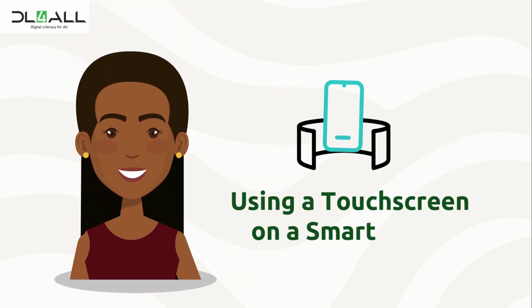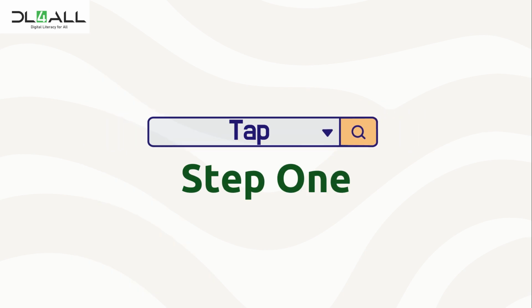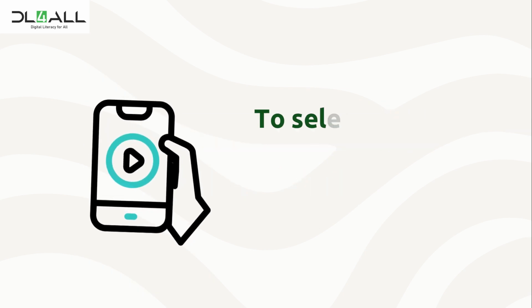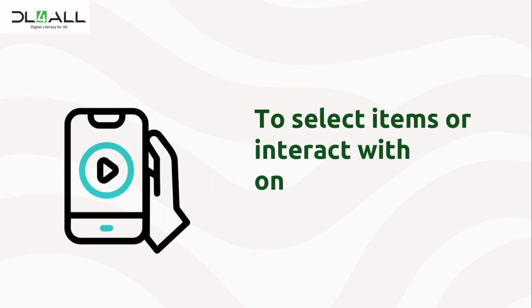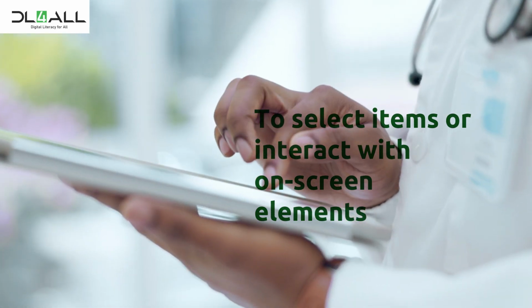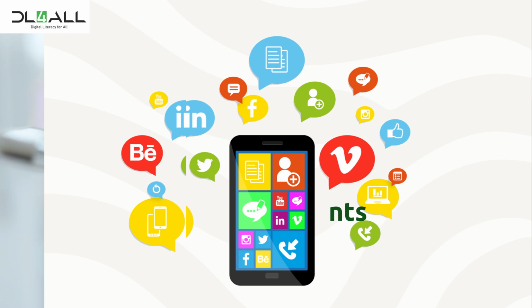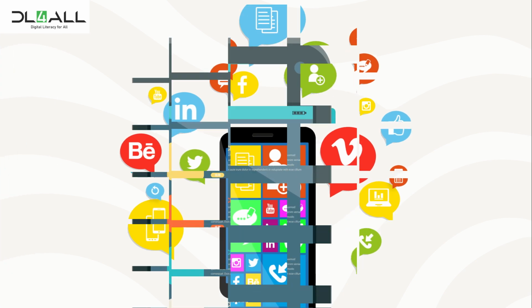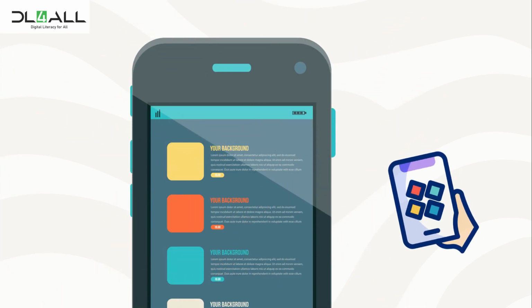Using a touch screen on a smartphone or tablet. Step 1. Tap. To select items or interact with on-screen elements, simply touch the screen with your fingertips. Tap once to open apps, select options, or navigate through menus.